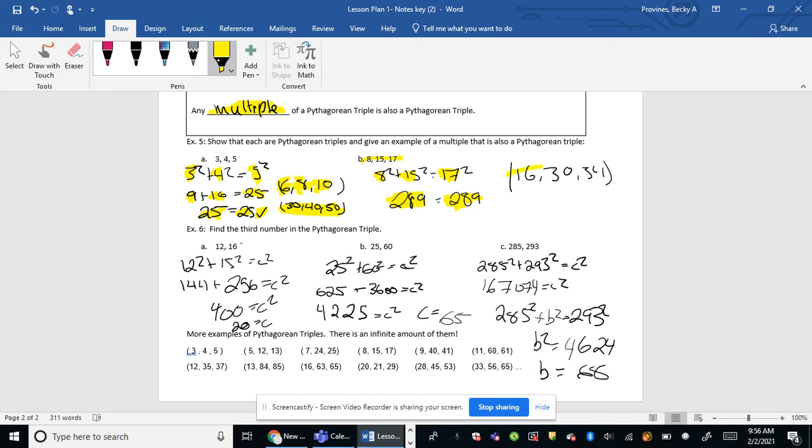And then there's another example. If we were to scale those side lengths up by a factor of 2, keeping that proportion constant, 16, 30, 34, again, this will work as a Pythagorean triple.